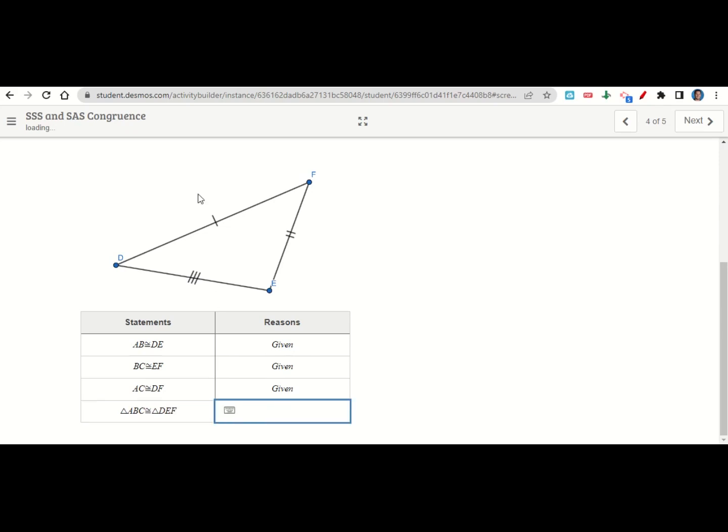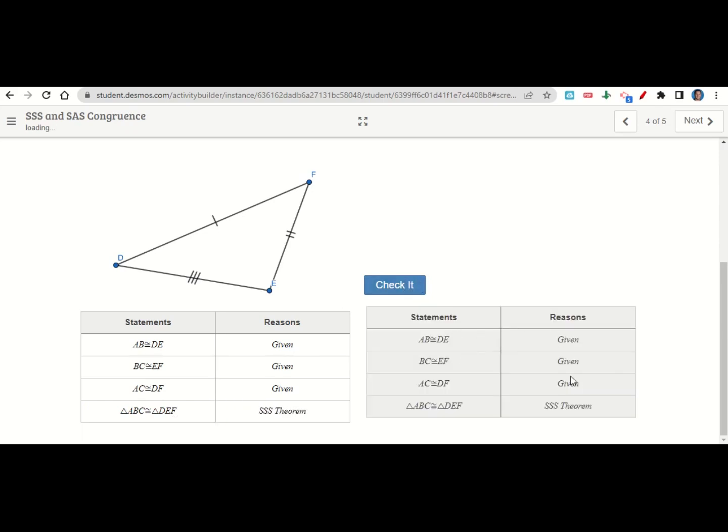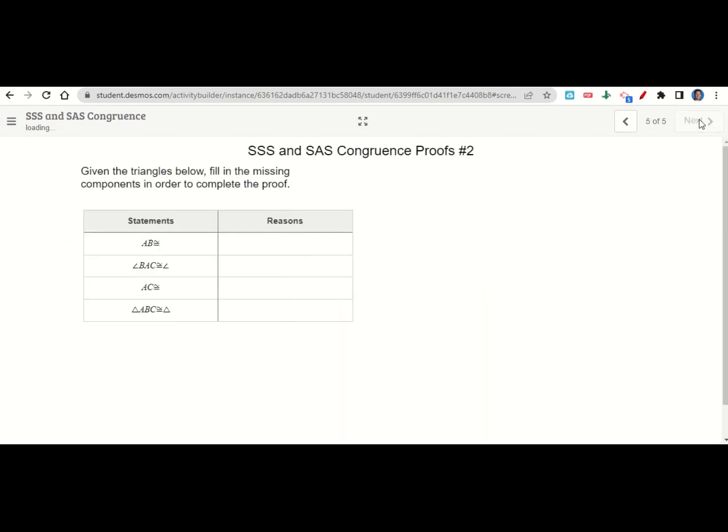And how do we know that? Well, we know that all three sides are congruent, so we would say that is the SSS theorem. We can hit check it. It shows us what it should look like, and we can see that we did it correctly, so then we move on to the next one.